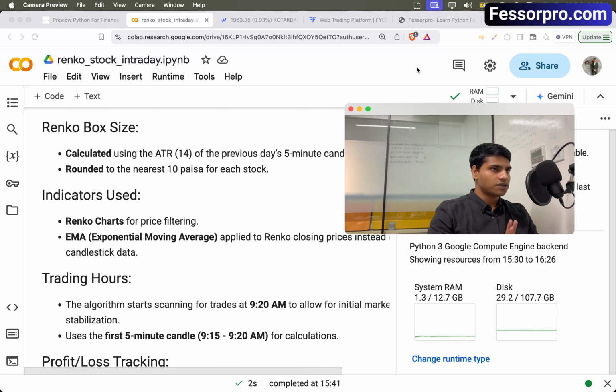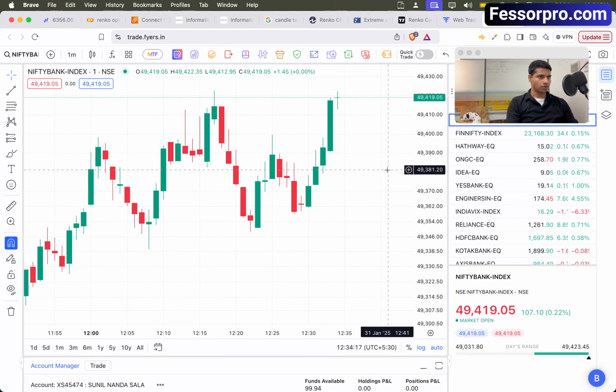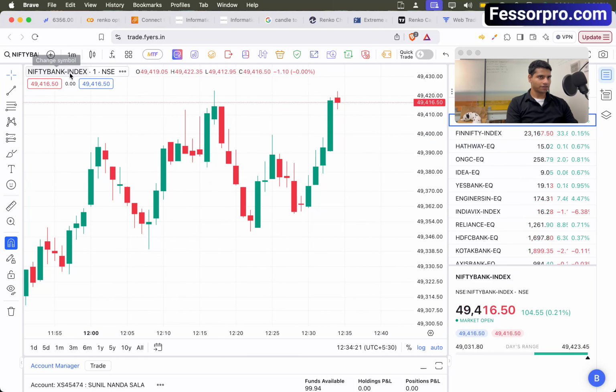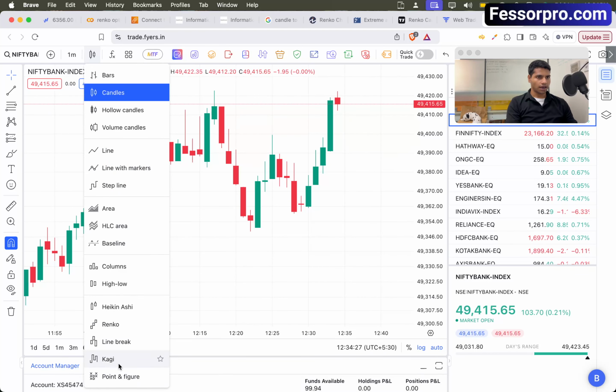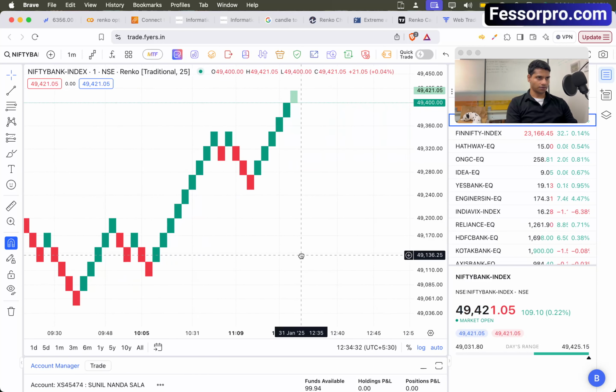So let's start with the first part, that is how a Renko chart works. Let's try to understand what Renko charts are and how they work. This is the candle chart you can see in front of you. This is the Bank Nifty index, and right now the time frame is 1 minute. I just have to click on the candle and change this candle to Renko, and this is how the Renko chart will look.